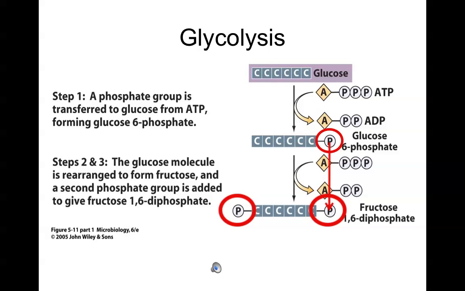So we start with glucose. We add 1 phosphate group to one end that gives us glucose 6-phosphate. We add the phosphate group to the other end, and now we have fructose 1,6-diphosphate. Keep in mind that glucose and fructose are isomers of one another. They're both 6 carbon molecules. They both have 12 hydrogens, and they both have 6 oxygens. They're just arranged in a different pattern.